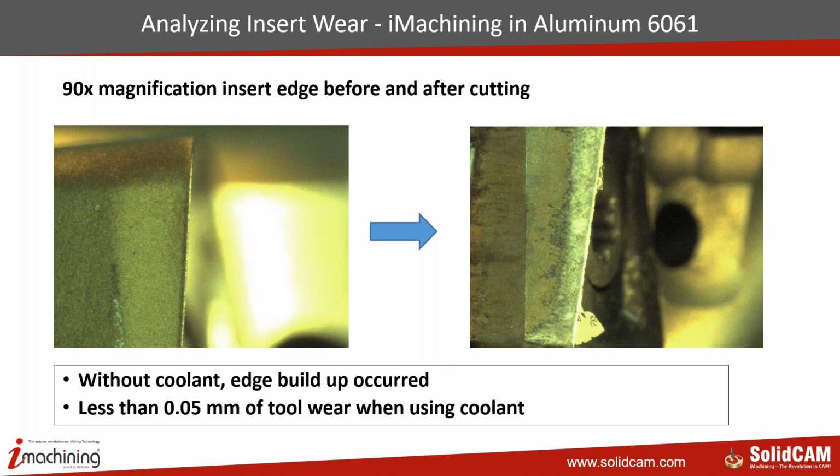Let's look at the insert wear before and after cutting of the aluminum 6061. We see less than 0.05 millimeter of wear. Something to note is, without coolant like shown in the video, material buildup occurred on the inserts. Coolant is highly recommended for cutting aluminum.